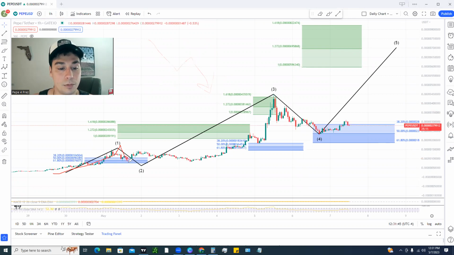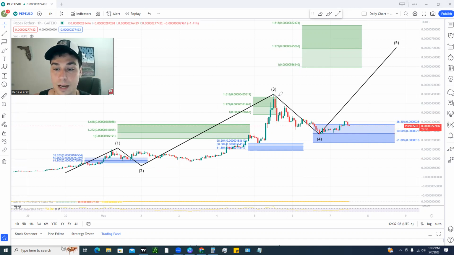And after each pump, we've come down for a wave two, or a following wave, and we've held above our major retracement levels. Here, we bounced off of the 50% retracement level, and then we got a push up. We bounced off of the 38.2% retracement level, pushed up, and right now we're bouncing off of the 50% retracement level. So these are the major areas that I'm really paying attention to right now.